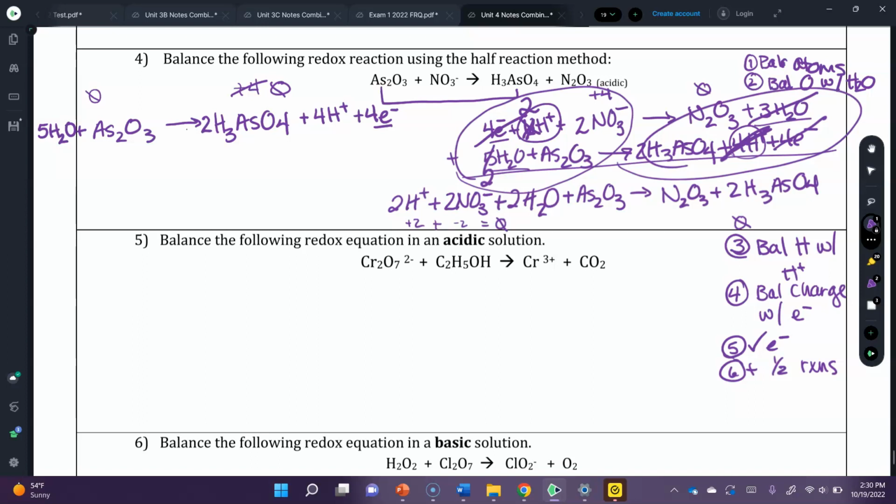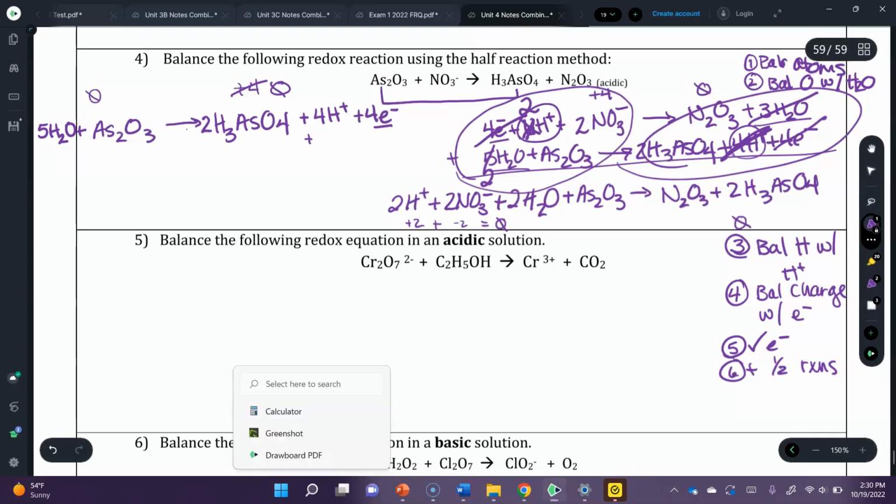So this is an acidic solution. If I were to do basic solution at this step, I would then add 4 hydroxides to both sides. And this would give me 4 waters. So then it's now basic instead of acidic. But this was under acidic conditions as it shows us here, and we don't have to do that. But in question 6 you do. So pay attention while you work and check your answers as you go.